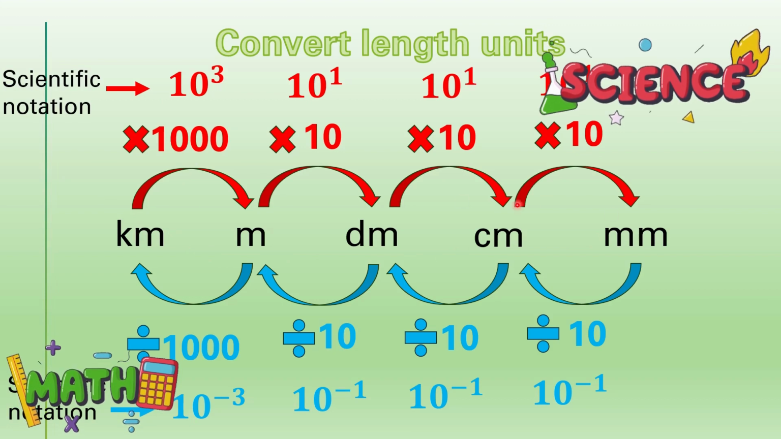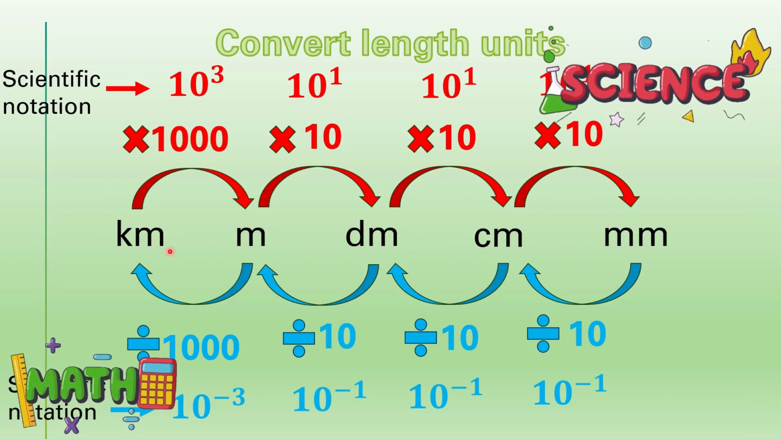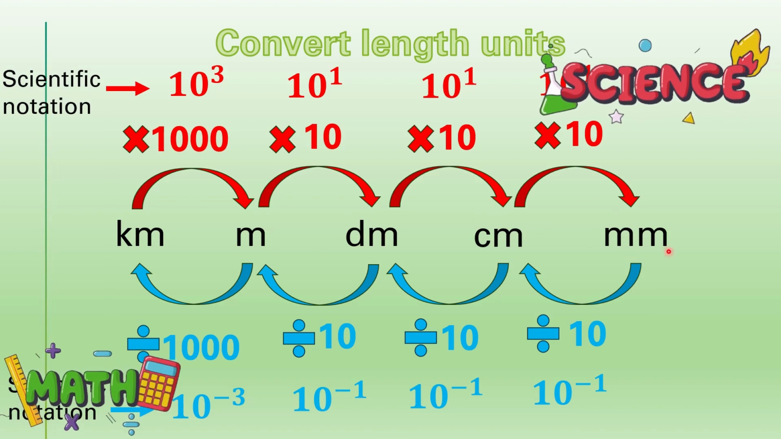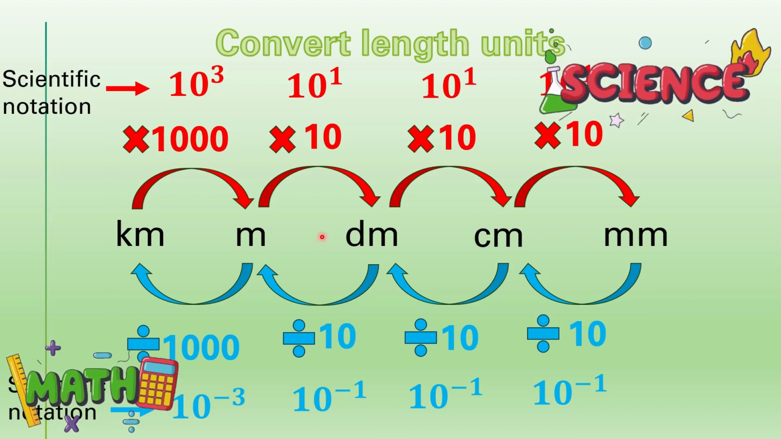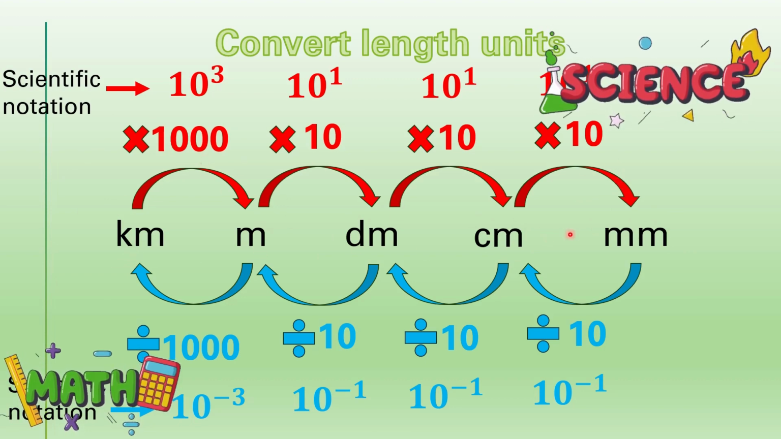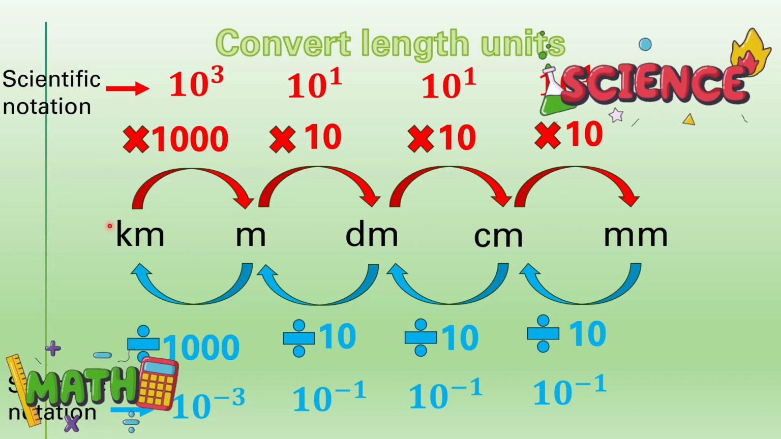Here is really important to remember the order how they go. So from biggest to smallest one. So kilometer, meter, decimeter, centimeter, millimeter. So if you know the order, and if you know that between kilometer and meter is 1000 and between the rest of them is just 10, it will be much easier for you to convert between different measuring units.